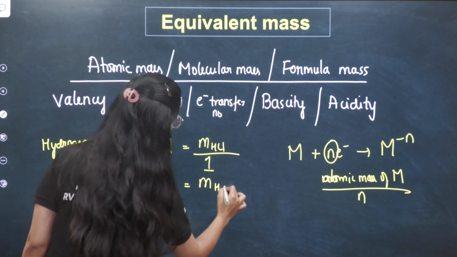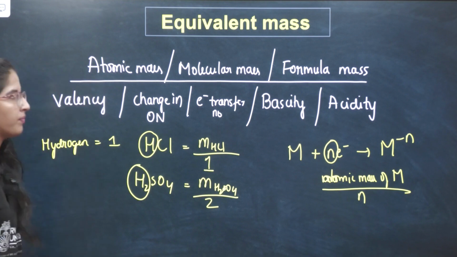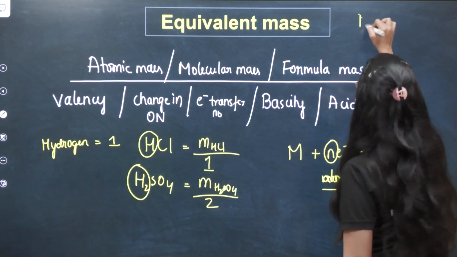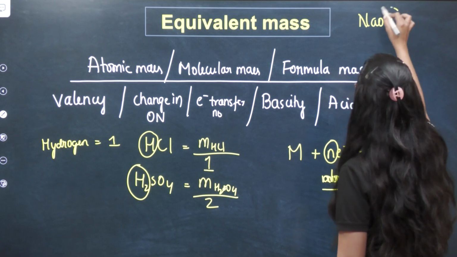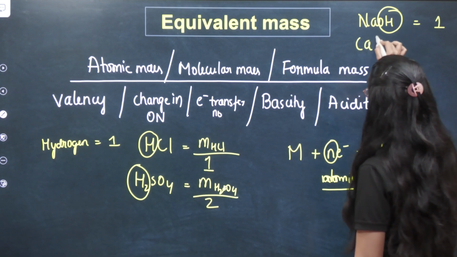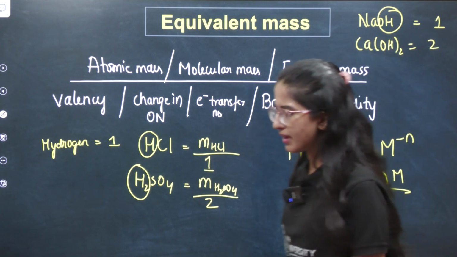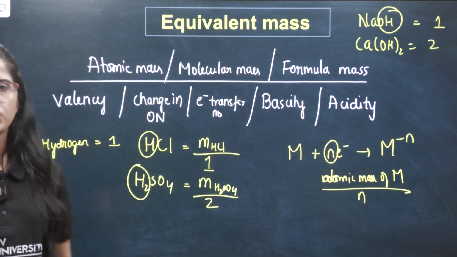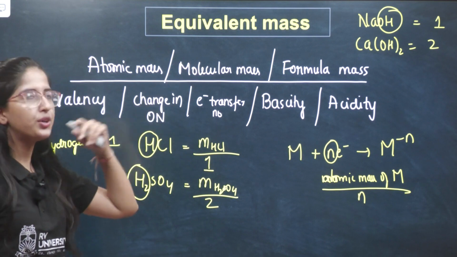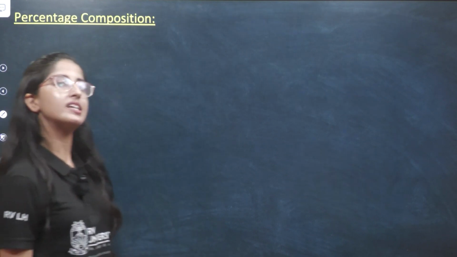So the mass of H2SO4, the molecular mass, divided by 2. Understood? Next, in case of bases, you have NaOH. How many replaceable OH? 1. Correct? And in case of calcium hydroxide, there are 2 replaceable OH minus. Correct? Therefore, its valency factor will be 2. Understood?